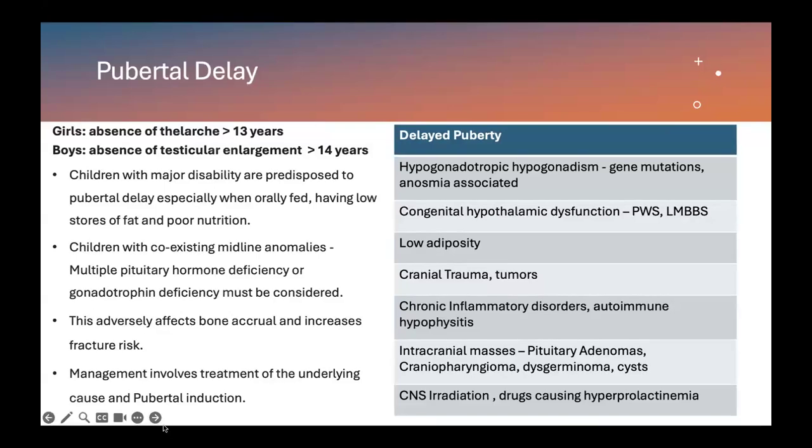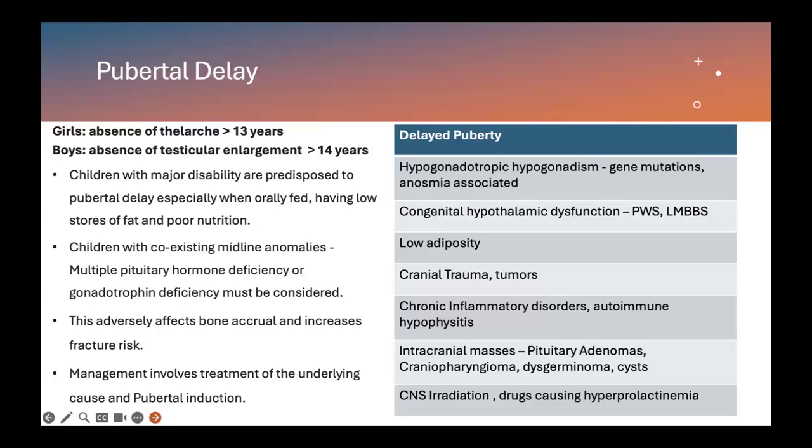Cranial tumors, trauma, and inflammatory disorders can all cause delayed puberty. Non-functional pituitary adenomas and space occupying lesions such as craniopharyngiomas or dysgerminomas can also cause pubertal delay. So can irradiation. Now, in this scenario, when we clinically examine them, there will be absence of secondary sexual characters such as thelarche in a girl beyond 13 years and absence of testicular enlargement in boys beyond 14 years of age.